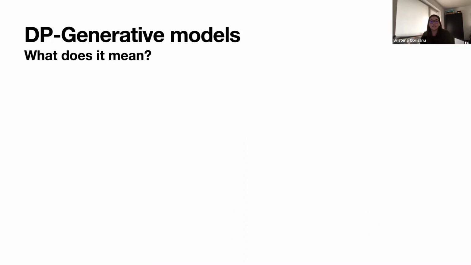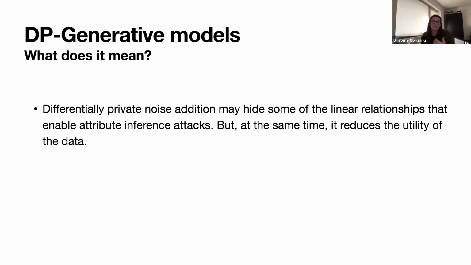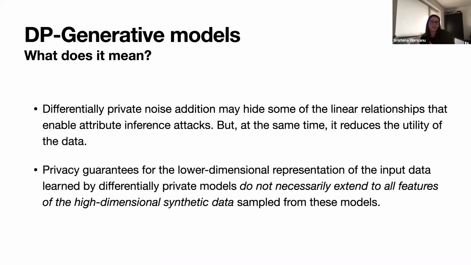And again, what does this mean? So it means that differentially private noise addition may hide some of the linear relationships that enable attribute inference attack. But at the same time, by adding the noise, it will reduce the utility of the data. And we think that the privacy guarantees for the lower dimensional representation of the input data learned by the differentially private models do not necessarily extend to all features of the high dimensional synthetic data sampled from these models.